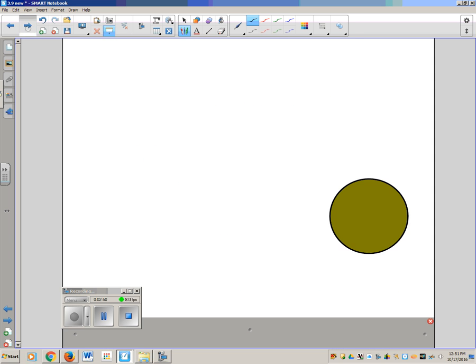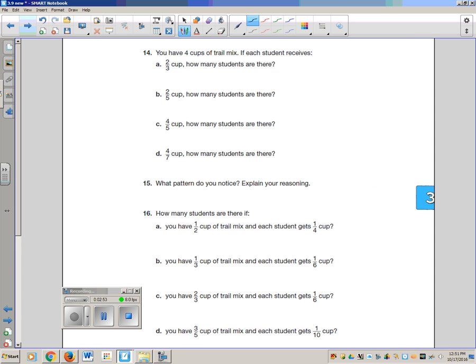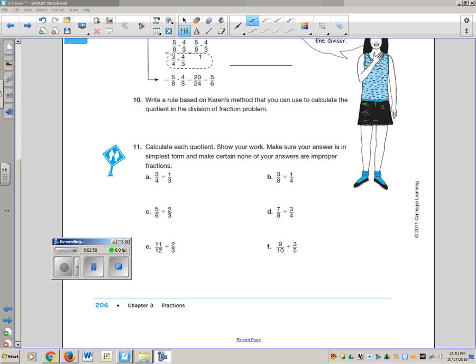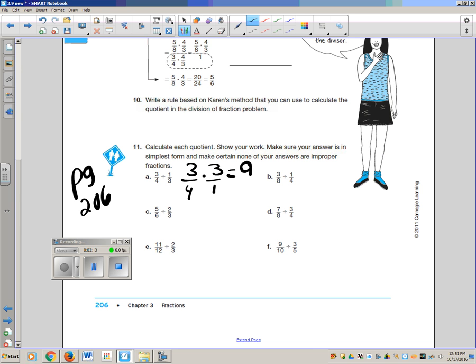Jump to page 206. A little more practice dividing the fractions. So 3/4 times 3 over 1. Multiply your numerators, 9. Multiply your denominators, 4. Simplify or reduce, every time. 4 goes into 9 twice. I have 1 left over. Not going to do those problems.